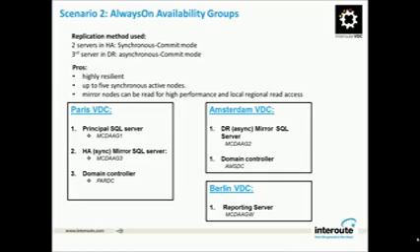So in Paris we have the principal SQL server and a mirror SQL server in HA configuration, synchronously mirrored, and a domain controller. And in Amsterdam we have the disaster recovery site with an asynchronous mirrored SQL server and again a domain controller for resiliency. And in Berlin we have the reporting server querying the cluster to see which node is active in the environment.